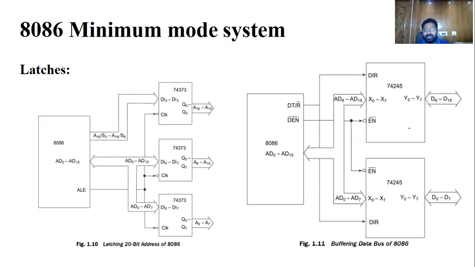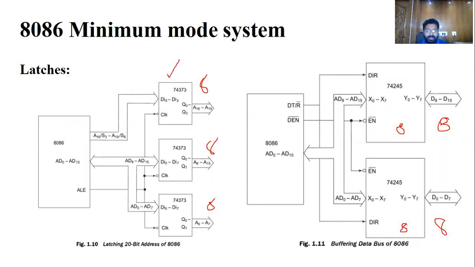For that purpose, we require only two 8-bit latches. This is an 8-bit latch, and this is also an 8-bit latch. Two 8-bit latches, because D0 to D7 is 8 bits, and again here 8 bits. So two latches are sufficient, but here it is 8, 8 and 8, making 24.